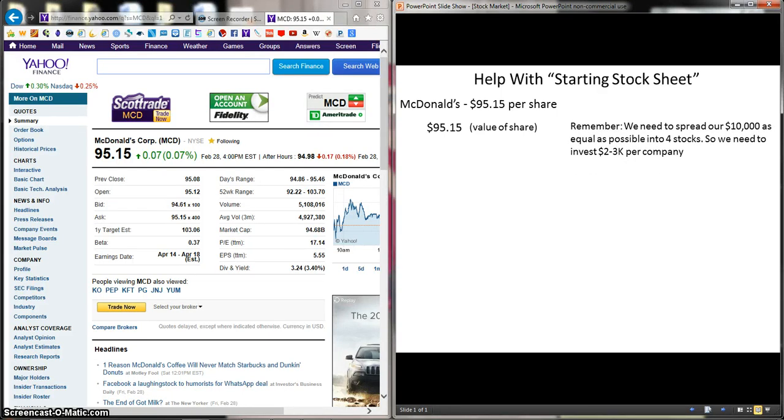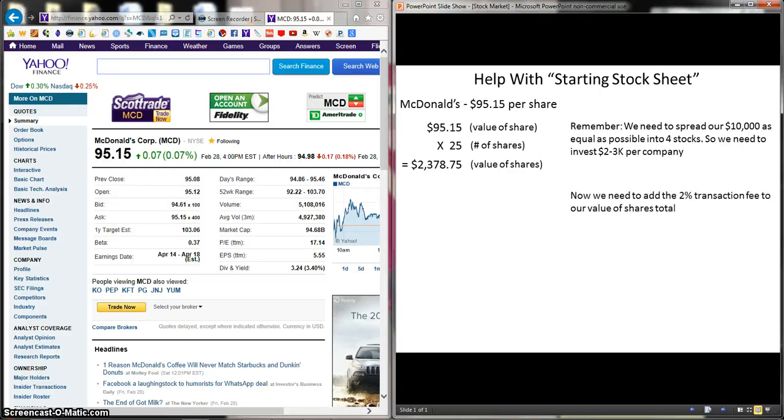So we need to remember that we need to spread our $10,000 as equally as possible into our four stocks. So we need to invest as close, between $2,000 to $3,000 per company. With McDonald's being close to $100 per share, let's go ahead and calculate what it would cost if we buy 25 shares. That will give us a number of close to $2,500. Once we do the math, it gives us a number of $2,378.75 if we bought 25 shares of McDonald's stock.